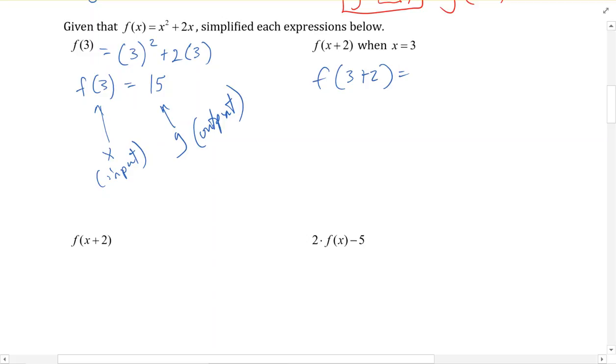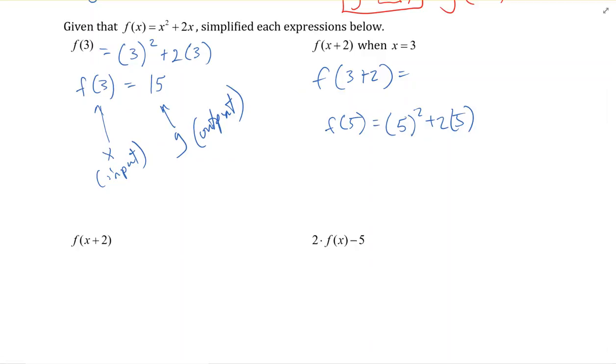And from here we have a couple of options. One, we know what 3 plus 2 is, so we could turn it into f of 5. And we could plug that in: 5 squared plus 2 times 5. Notice that I'm putting the input in parentheses. It's a very good habit to get into, to put what you're plugging into a function in parentheses. It can help you with order of operations.